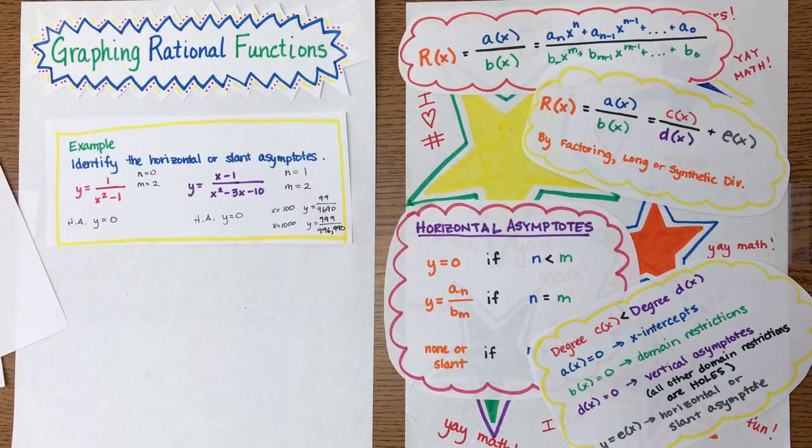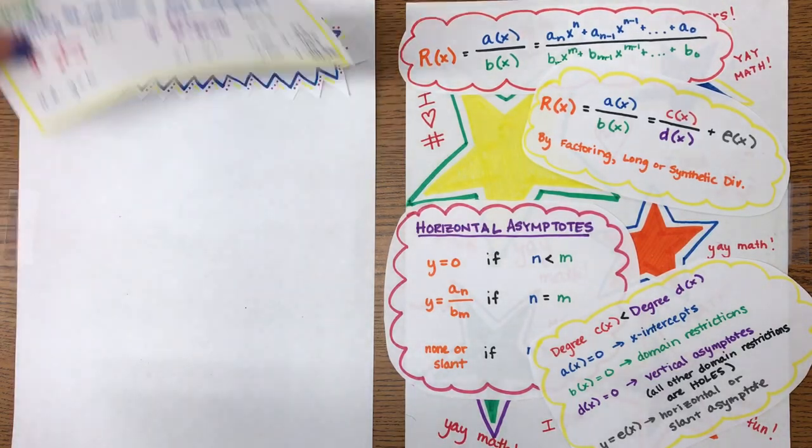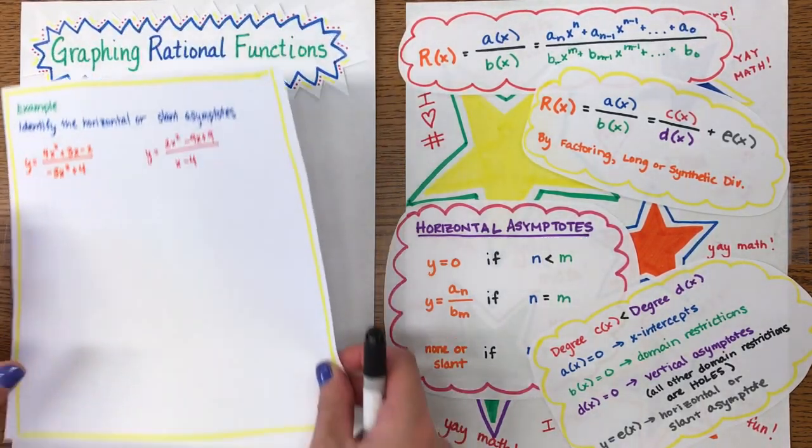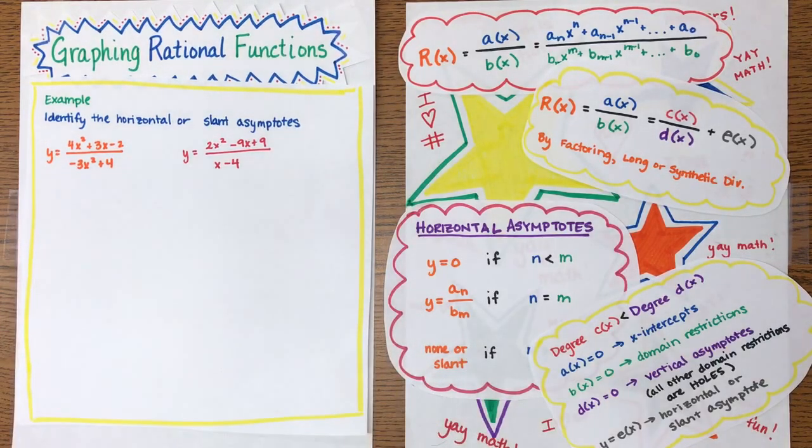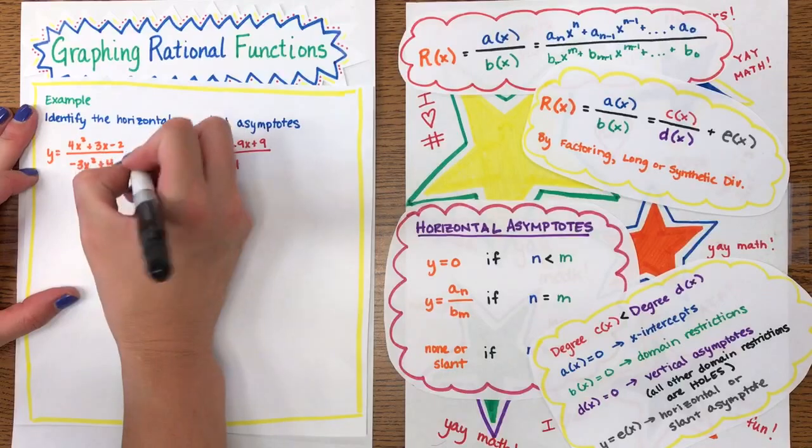Welcome back. Continuing on with identifying horizontal and slant asymptotes, we just looked at two examples that both ended up with a horizontal asymptote of y is equal to 0. We're now going to look at a more complicated situation, where the degree of the numerator is the same or greater than the degree of the denominator. So if I look at this first question here, y is equal to 4x squared plus 3x minus 2 over negative 3x squared plus 4.